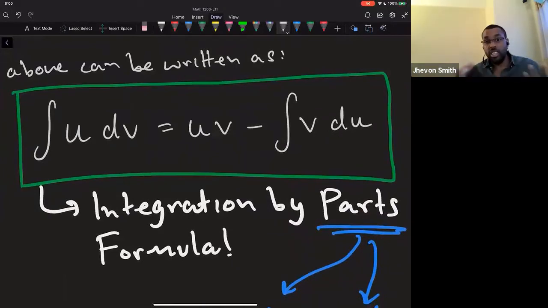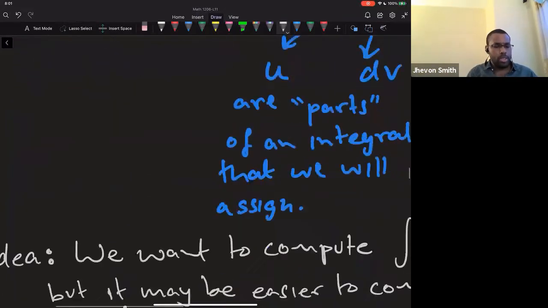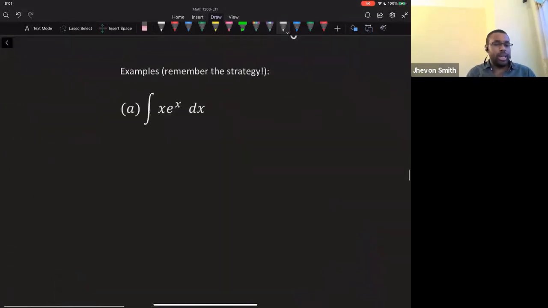Essentially what it is, I took the product rule, I integrated both sides of the product rule, moved things around in the equation, and I got this integral equation, which at first looks complicated. Like I went from an integral on the left side to two things on the right side, but it turns out that by doing that, sometimes you can actually figure out how to integrate something that you couldn't before. So let's actually look at a guy like this.